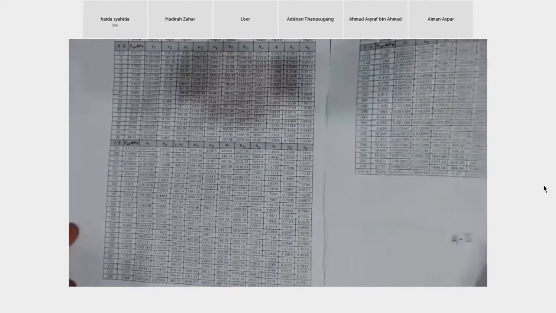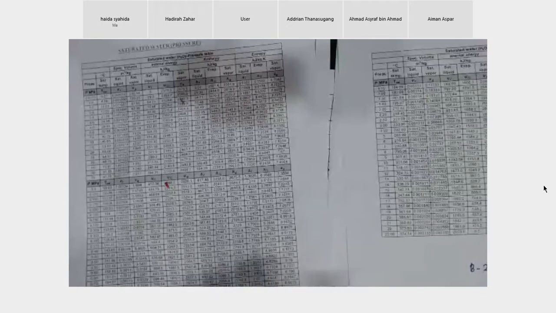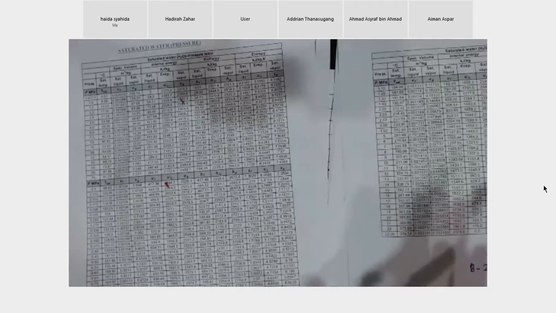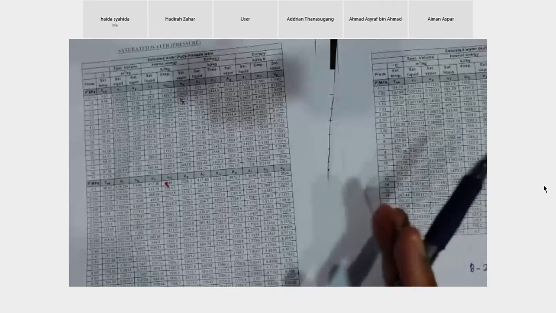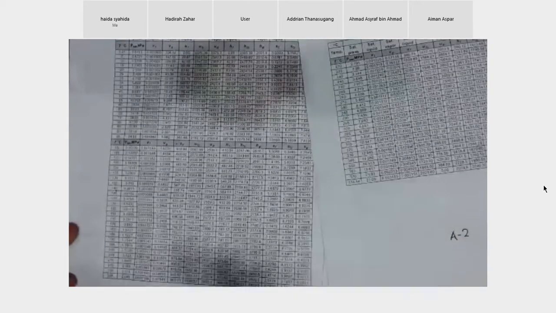So again, if you look at this A1, A2, and B1, B2, they are almost identical. The only difference is that for B1 and B2, the problem starts with pressure first. And then when we solve the question, they start with temperature and other properties, then we use table A1 and A2. So it's clear.